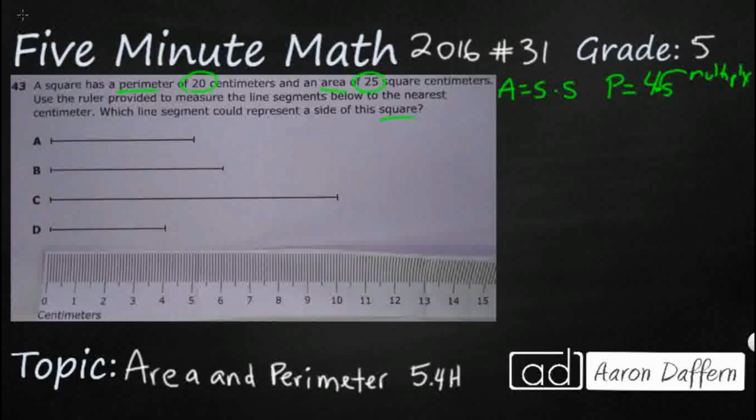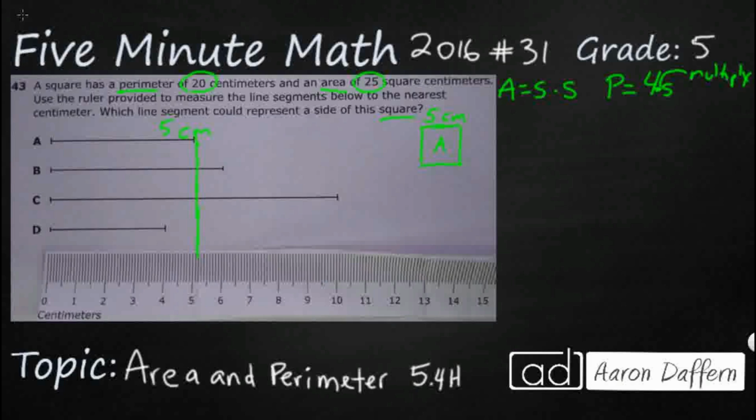So we know that we need these two values. We need 20 as the perimeter, 25 as our area. So let's start with A. A looks like it's coming right down. Let's call that 5 cm. So let's just draw a sample square here. I'll just put A right here. And this is 5 cm.